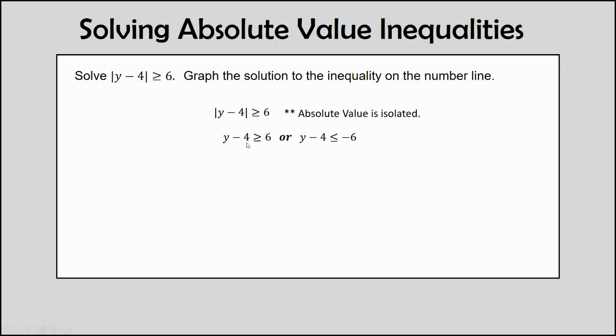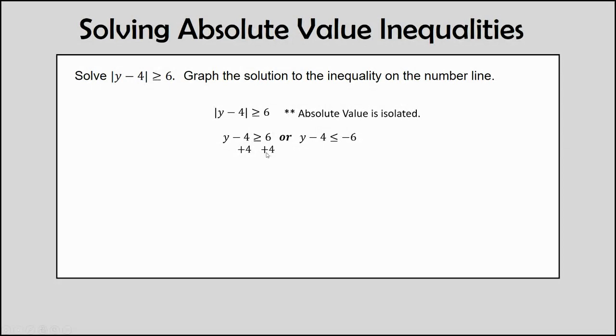Okay. Y minus 4 is greater than or equal to 6, or y minus 4 is less than or equal to negative 6. Okay. 2 cases. Notice that these 2 cases don't have absolute value in them. I rewrite them both so I can see them. And now I solve them.